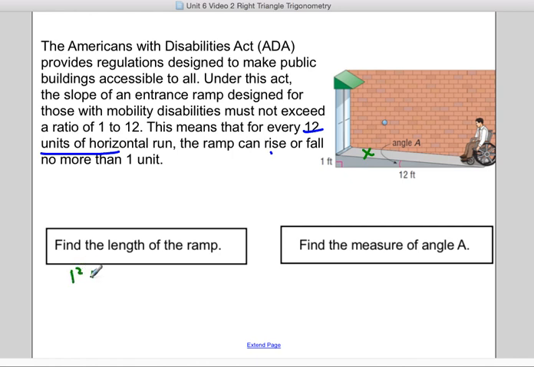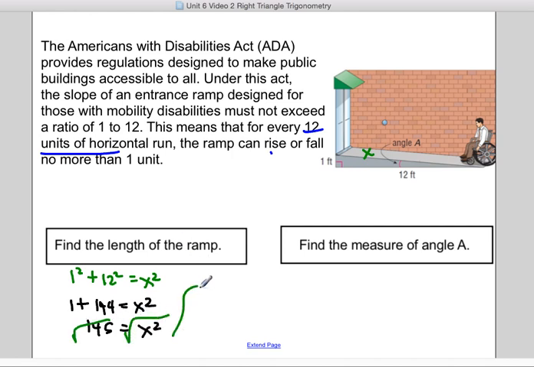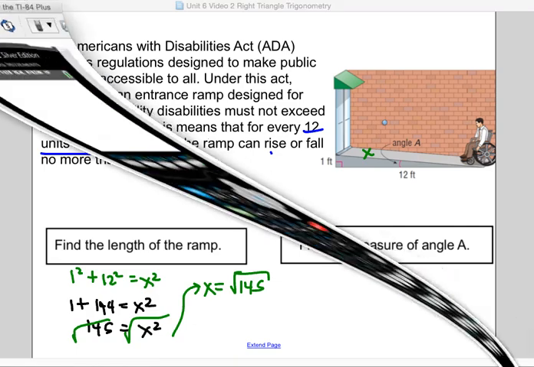So I would have 1 squared plus 12 squared equals x squared. This is 1 plus 144 equals x squared, so I have 145 equals x squared. To solve that, take the square root. So x is equal to the square root of 145, and in a real life situation, somebody's going to want you to say what the square root of 145 is.